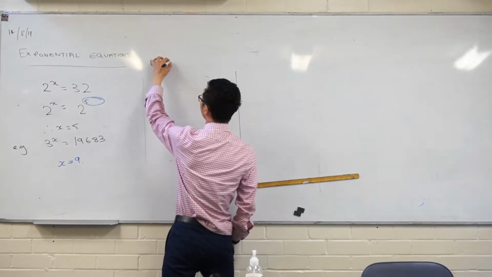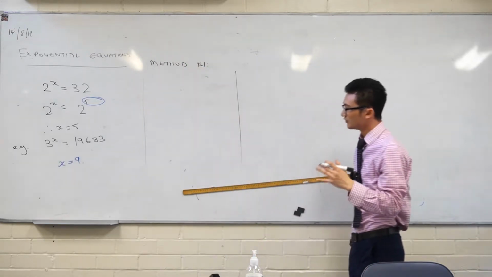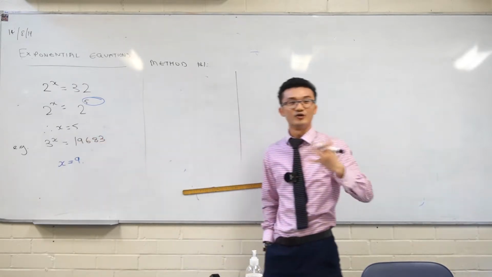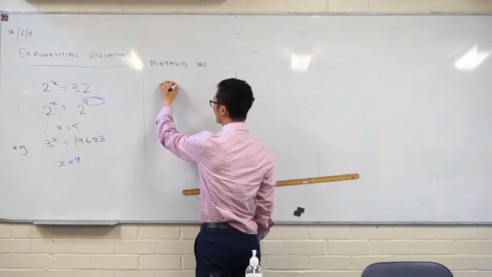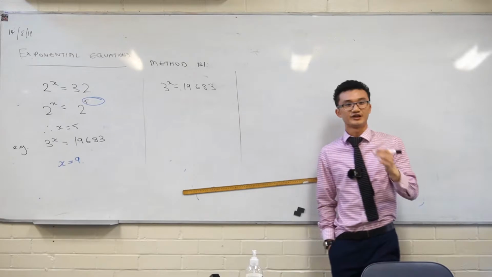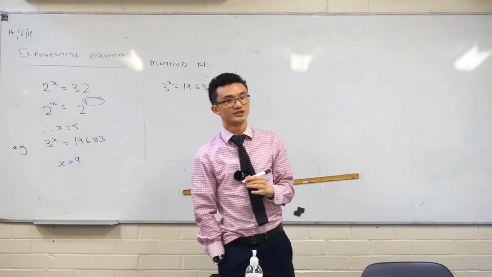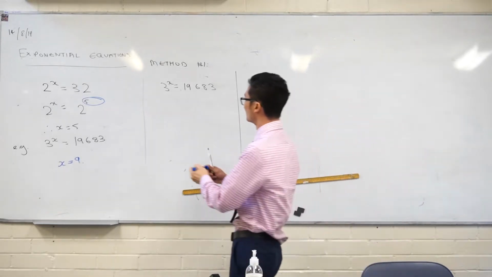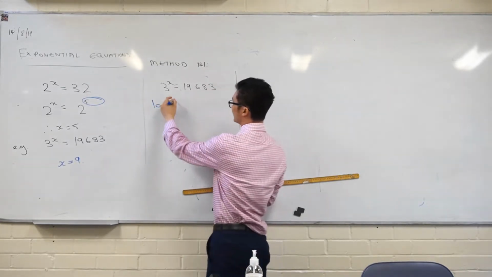So here's method 1. First of all, I don't know what 3 to the power something is going to be for 19,683. But what I do know is how to rewrite this in logarithmic notation. Right now it's in exponential notation. How can you rewrite this in logarithmic notation? Log base 3, and then the big number, the result. Yes.